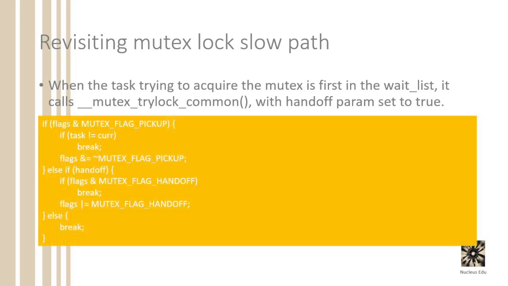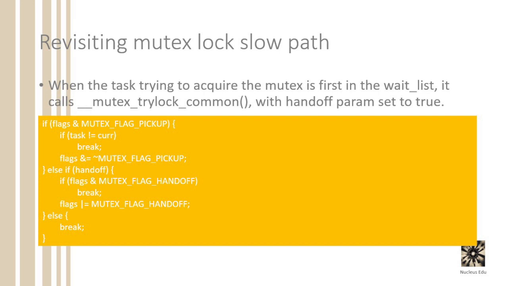And this is the bit of code that I held off previously, and now we can look into this and make sense of it, right? So we've seen the handoff bit part, where if the function is called with handoff equal to true, it sets the handoff. But previous to that, when it's trying to acquire the lock through this try_lock_common, it checks whether the flag has a pickup bit set or not. Just like we saw previously, the pickup bit is set when the task holding the mutex has unlocked it and passed it to one of the tasks from the waiting list, basically the first task from the waiting list.